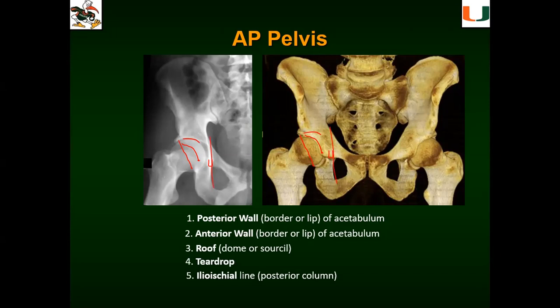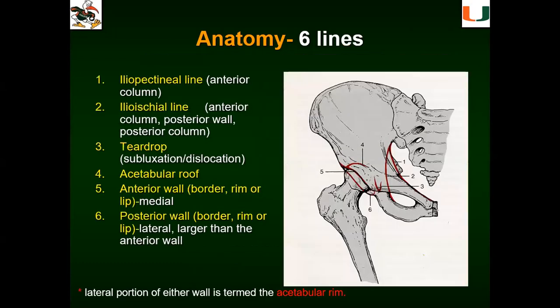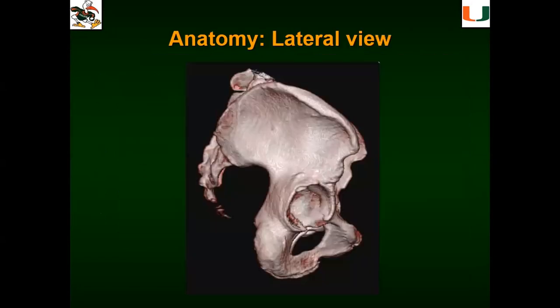We also evaluate the ilioischial line, which is the domain of the posterior column, and the iliopectineal line, which will be the domain mainly of the anterior column. So here are the six lines as I described them. When you look at the lateral projections of the acetabulum and you think of what encompasses the anterior column, remember that it travels from the iliac wing, let's say, all the way down to the anterior ramus. And so the iliopectineal line will be involved.